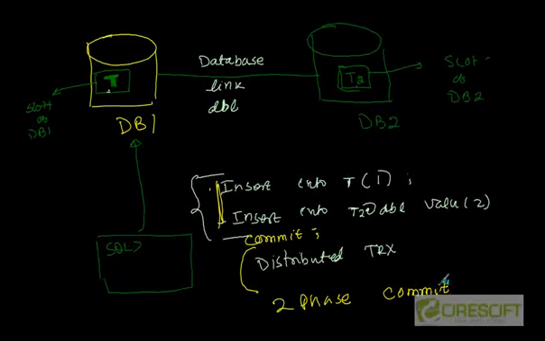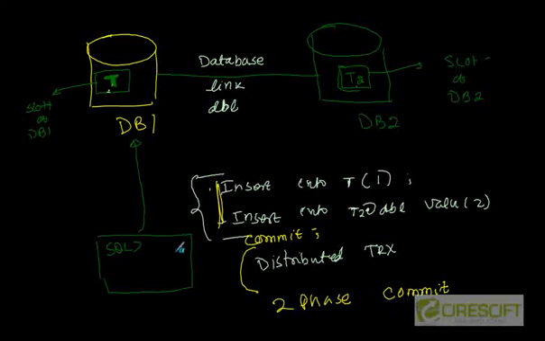Okay, so using the two-phase commit protocol, Oracle will make sure that this transaction either completely succeeds or completely fails. That means either table T in this database is going to be updated with the new value 1, and in table T2 we are going to insert a new value 2, right? So now let's understand what a two-phase commit is.